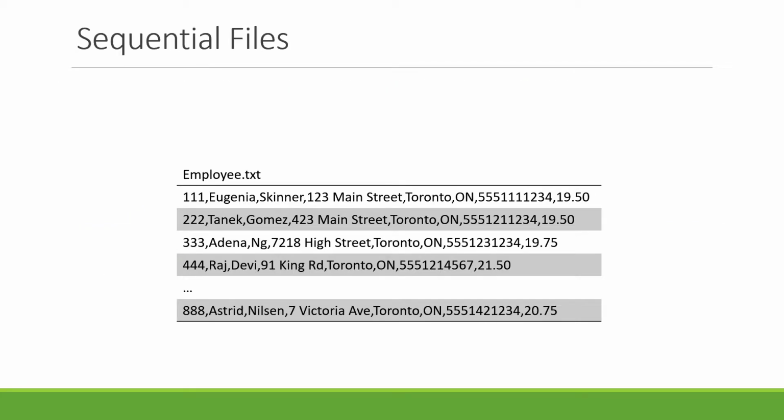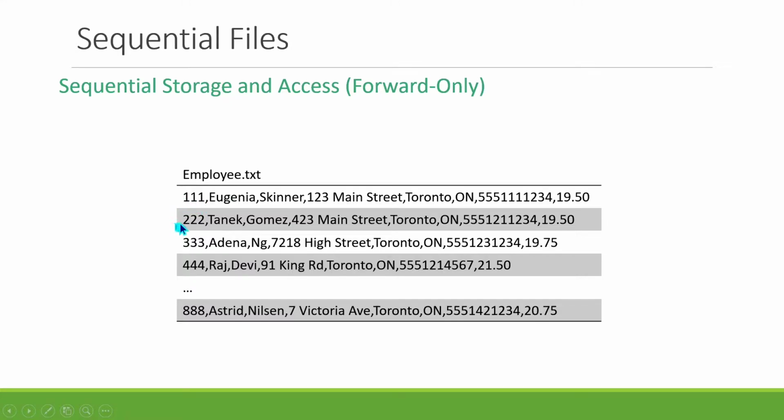Another characteristic of sequential files, and this is really where the name sequential comes from, is that they use what we call sequential storage and access. That means that the records are stored in the order in which they are added. So in our example here, this record, 111, was the first record added, then the one with ID 222 was the second record added, the 333 was the third record added, etc. So sequential files not only store the data in sequential order, but it's also accessed in sequential order. We call this a forward-only type of access.